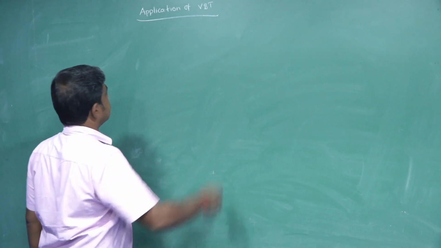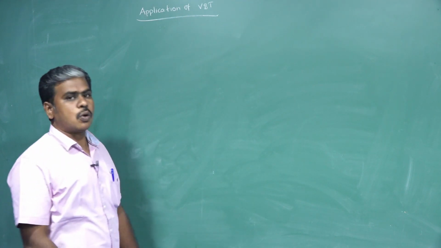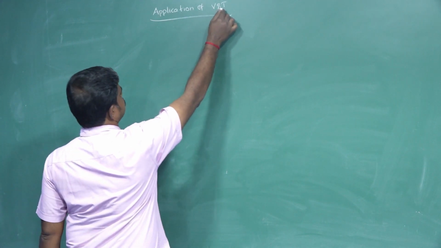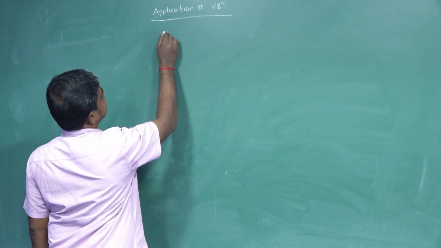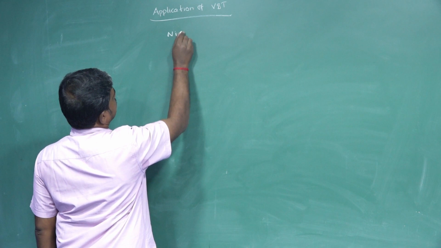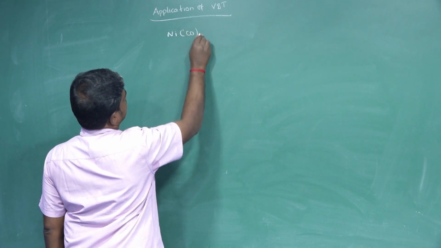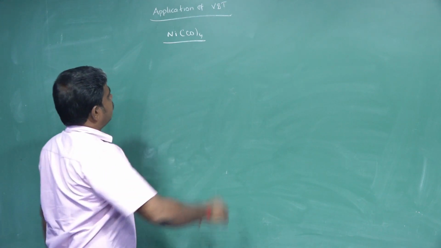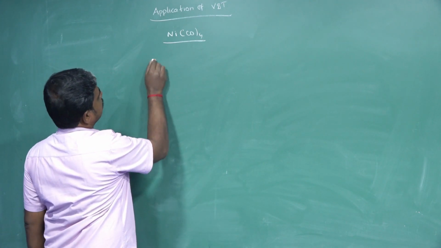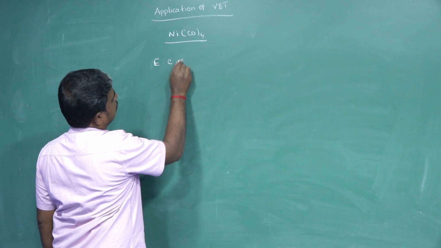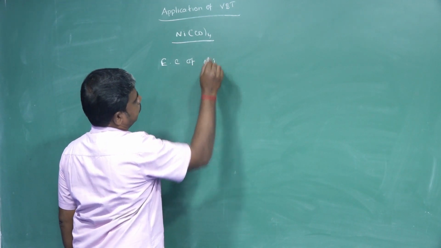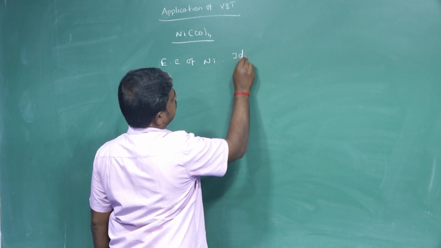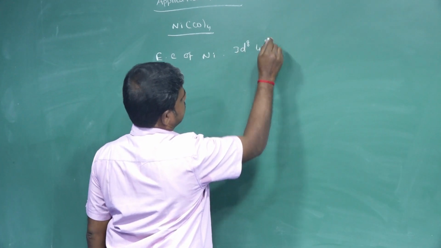Let us discuss application of VBT in coordination compounds. Here, application of valence bond theory. We are taking an example, nickel tetracarbonyl. For this, first we may write the electronic configuration of nickel. The electronic configuration of nickel is 3d8 4s2.